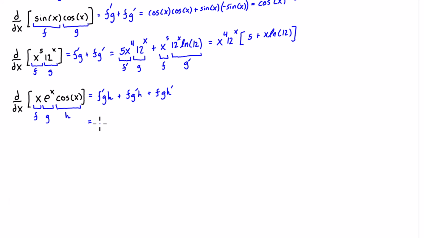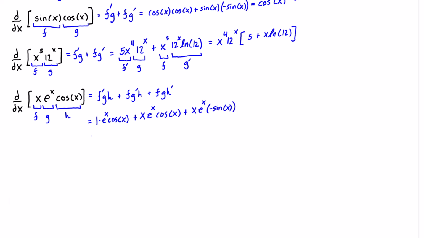So f prime, the derivative of x, is just equal to 1 times g, which is e to the x, times h, which is cos of x. Sweet. That is the first term. For the second term, it's going to be f, which is just an x, times g prime. The derivative of e to the x is e to the x. That's from that same page we've been looking at, link in the description. And then times h, which is cos of x. And then the third term, f is x, times g, which is e to the x, times h prime. And so the derivative of cos of x is negative sine of x.